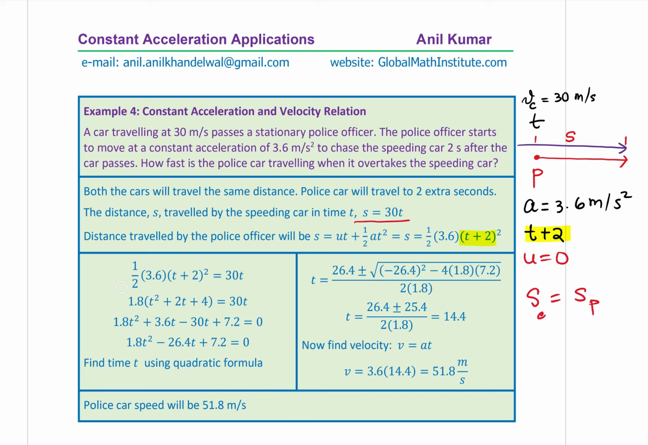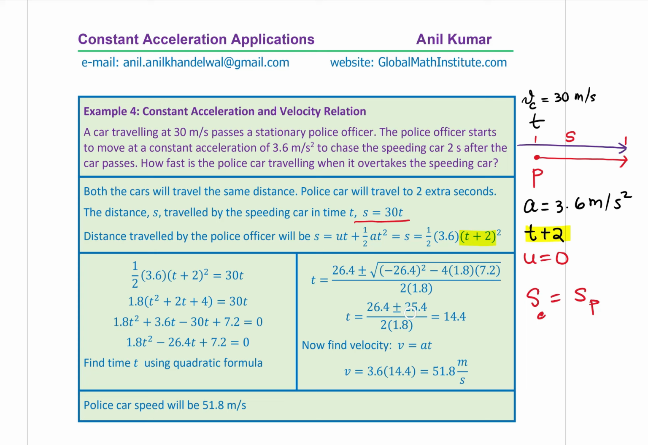So we equate these two equations and solve. When you equate them, there's only one unknown, t, to be found. We have a quadratic equation to solve. Simplify this particular equation, apply the quadratic formula. Of course, you get two answers.